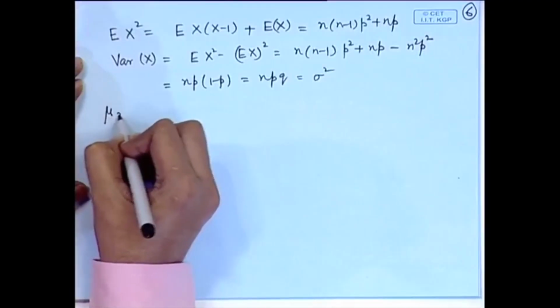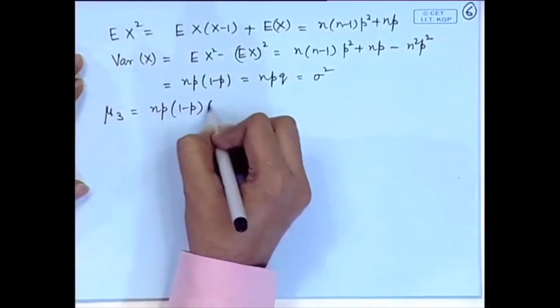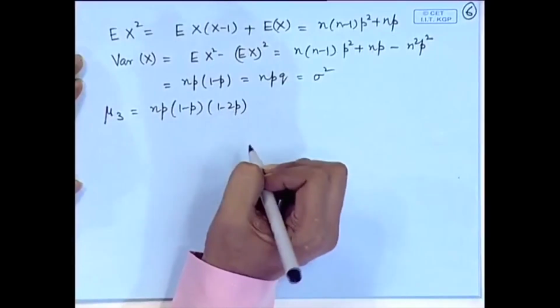Now, mu 4 will require mu 4 prime etcetera, and mu 4 prime will require the fourth factorial moment, and that will be equal to n into n minus 1 into n minus 2 into n minus 3 p to the power 4. So, after doing certain algebraic simplifications, we can obtain mu 3 as n p into 1 minus p into 1 minus 2 p.